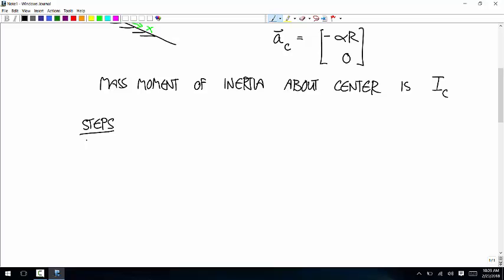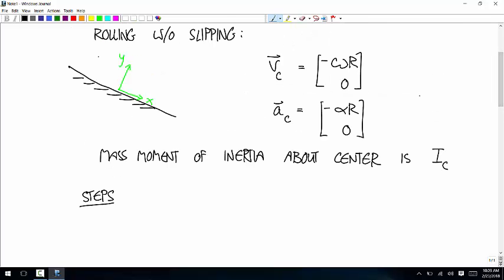Okay, so the first step is we have to decide, so we have an object rolling down this incline. So it's going to be moving this way in the positive x direction. Its angular velocity and angular acceleration are going to be clockwise. The first step for a rigid body problem is you have to decide whether there's a fixed point or whether we have to use the center of mass as the about point.